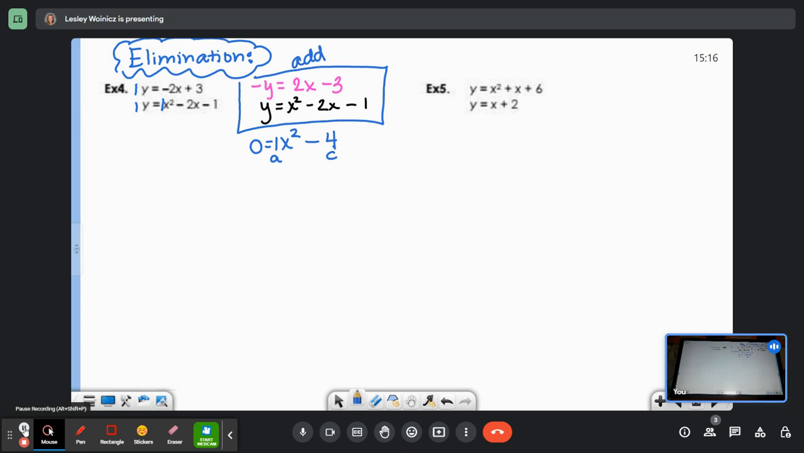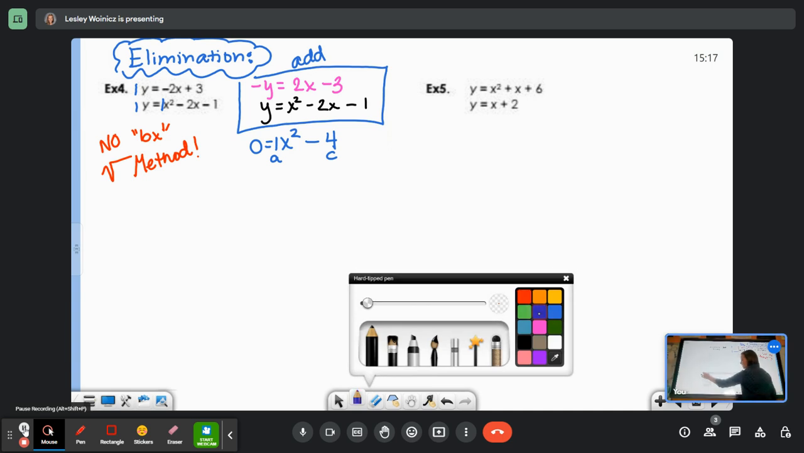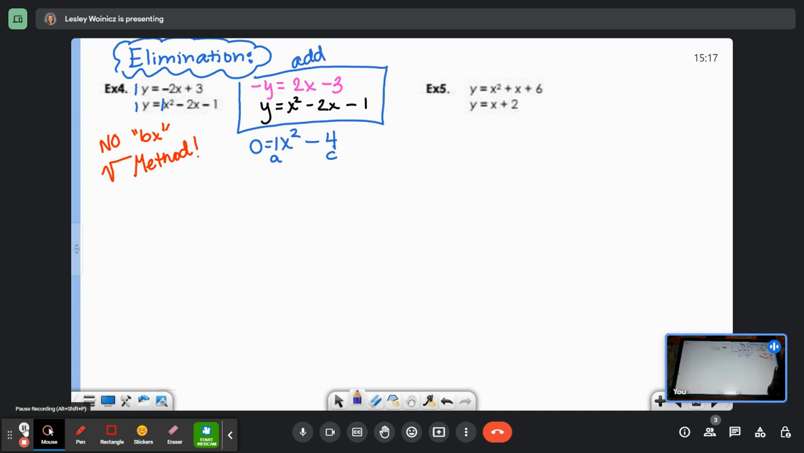Square root, right? So we're going to do square root method. We have no bx, so we're going to use square root method. All right, so I need to get the squared part alone so that I can take the square root. So I'm going to add 4 to both sides, and I get 4 equals x squared.